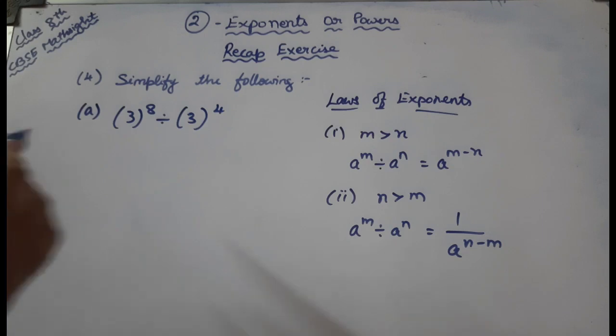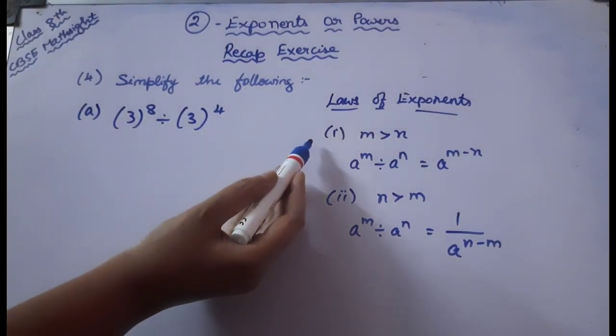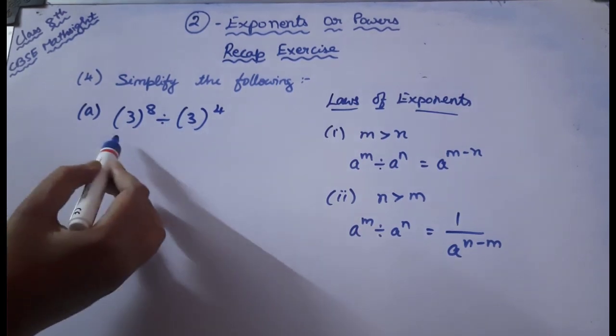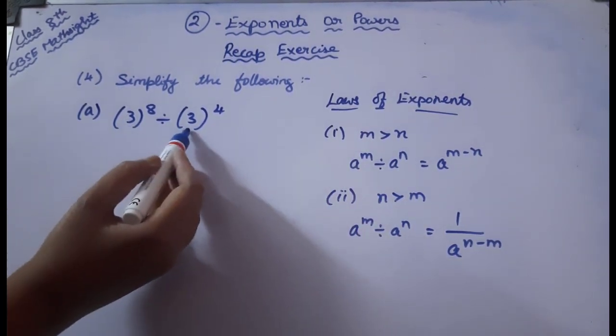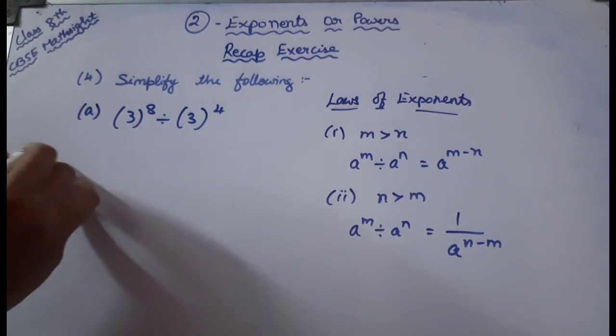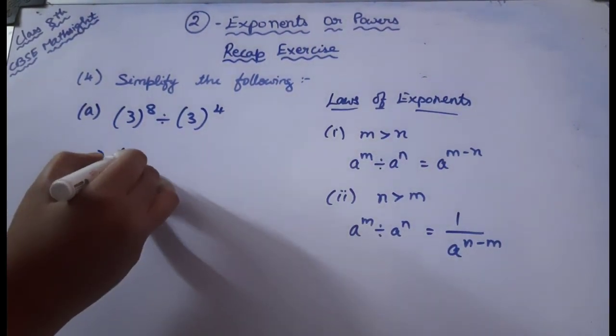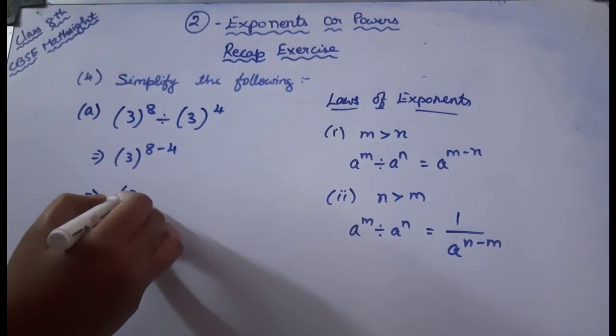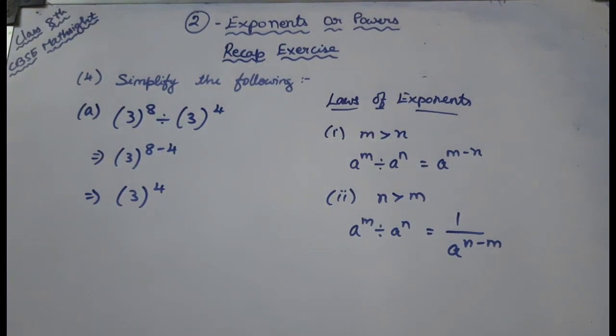Okay, so here we can apply the first rule. M, the first power is greater than the second one. So a power m, we have the same base 3. So we can write it as a power m minus n. So this can be written as 3 to the power of 8 minus 4. So 8 minus 4 is nothing but 4. So the answer is 3 to the power of 4.